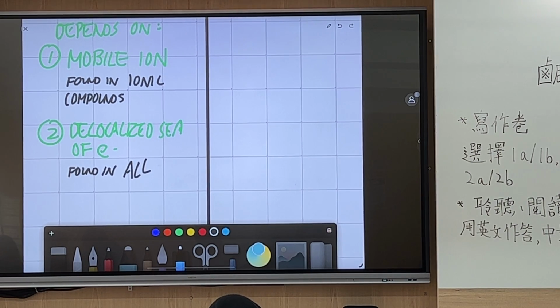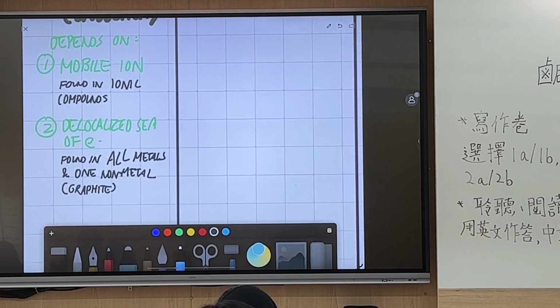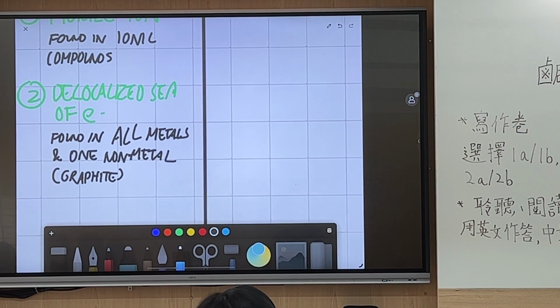What is that one non-metal with the delocalized sea of electrons? Graphite, yeah, in your pencil case right now. So found in all metals and one non-metal, and this non-metal is graphite. Not diamond though. I know diamond is also carbon, but not all forms of carbon are created equal. Graphite is an unusual type of non-metal.